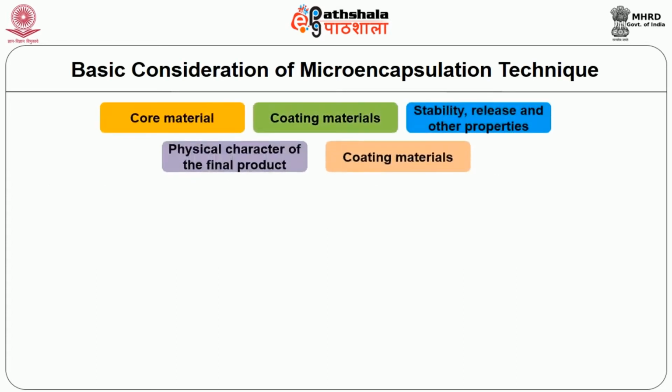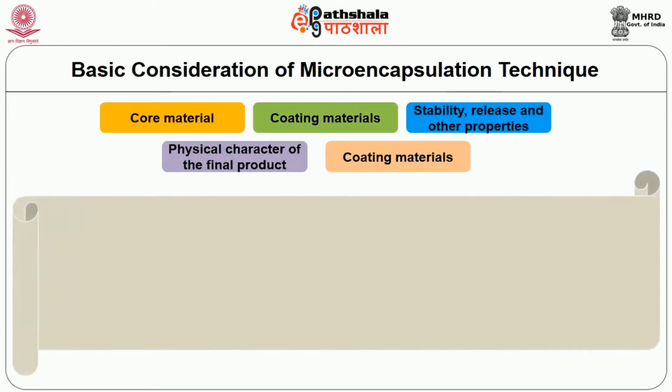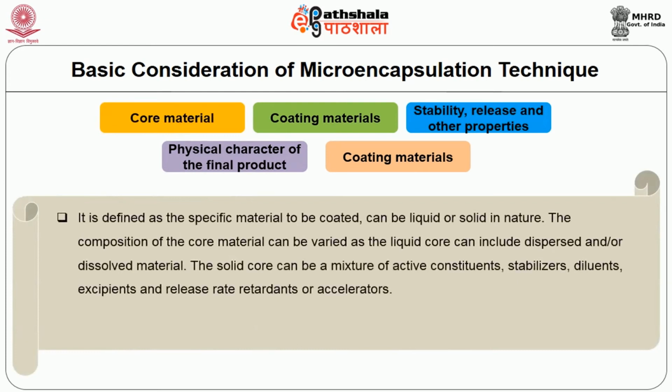Looking at the various components, the first one is the core material. The core material, defined as the specific material to be coated, can be liquid or solid in nature. The composition of the core material can be varied, as the liquid core can include dispersed or dissolved material. The solid core can be a mixture of active constituents, stabilizers, diluents, excipients and release rate retardants or accelerators.